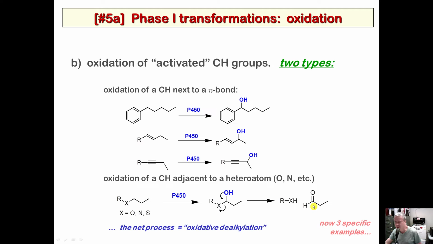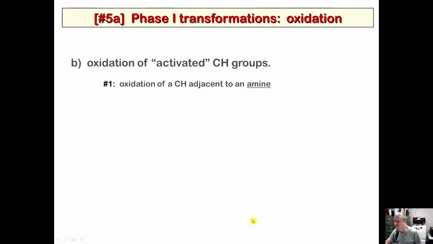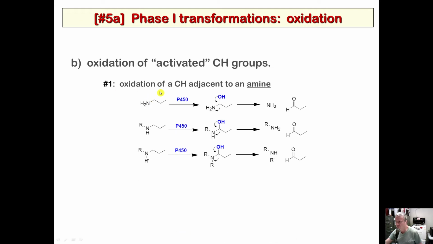Okay, so let's show a couple examples of this oxidative dealkylation. Oxidation of a CH adjacent to an amine, and this is very common. You know, a lot of drugs have amines, and they have a methylamine or a dimethylamine, and those methyls can fall off. So here we're just showing like propylamine just as a non-drug example. So P450 can oxidize next door to the nitrogen and give it a hydroxy group, and then basically just cleave off and make ammonia and propylaldehyde, or propanol, I guess it's called.